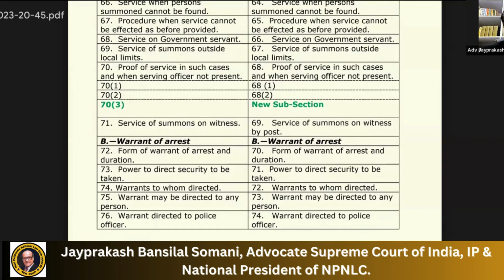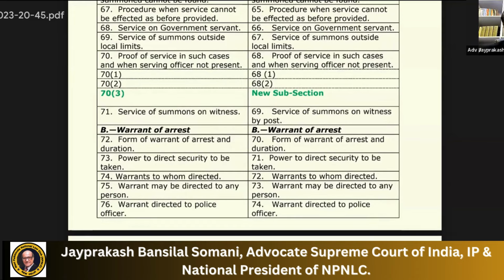In BNSS section 69, service of summons outside local limit. Its corresponding section was CrPC 67. In BNSS section 70, proof of service in such cases and when serving officer not present. Its corresponding section was 68. In BNSS sections 71, 72 and 73, which are related to proof of service in such cases and when serving officer not present, the corresponding sections were CrPC 68.1, 68.2, but 68.3 was not there. That is a new subsection in BNSS section 73.